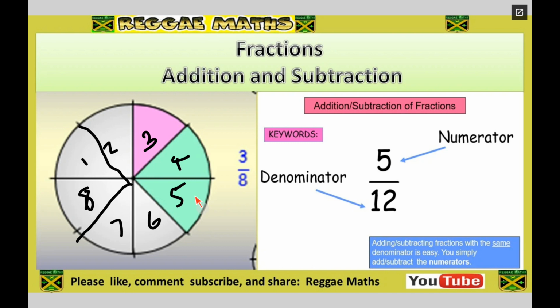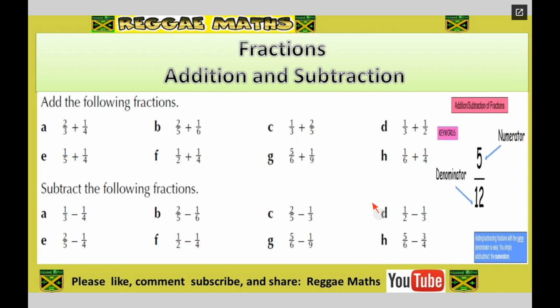Now what I'm going to share with you here is this. The denominator is the bottom number. So here you can see the denominator is 12. The numerator is the top number, which is 5. Now I'm going to go through some examples with you. I've got 8 examples of addition and 8 examples of takeaway. I'm going to do 4 questions, and I'd like you to have a go. Pause the video and have a go at 4.